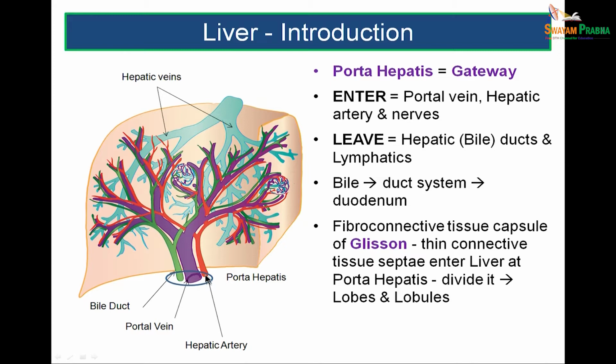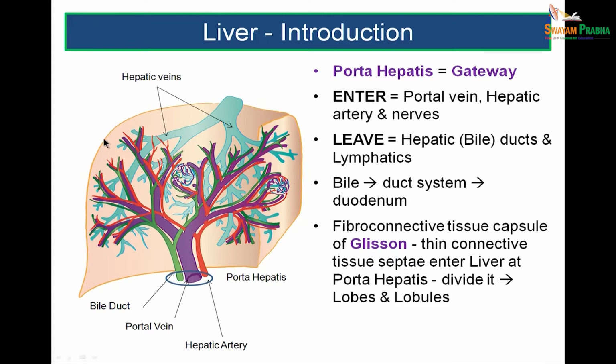What are the structures that leave the porta hepatis? Structures that leave are the bile duct, draining bile towards the duodenum, as well as lymphatic channels. Bile is drained by the bile duct into a ductal system, the hepatic ducts, the bile duct, common bile duct, and ultimately goes to be stored in the gallbladder and is released on ingestion of a fatty meal.